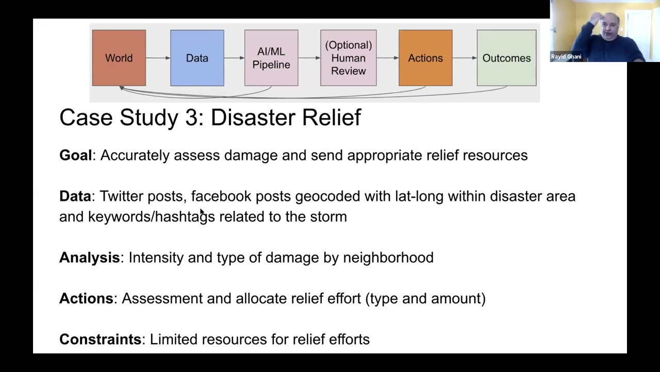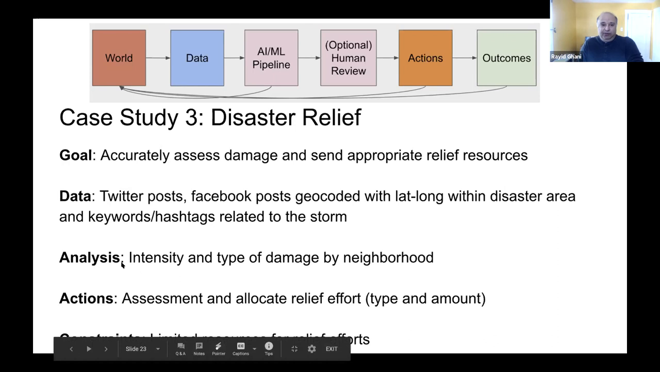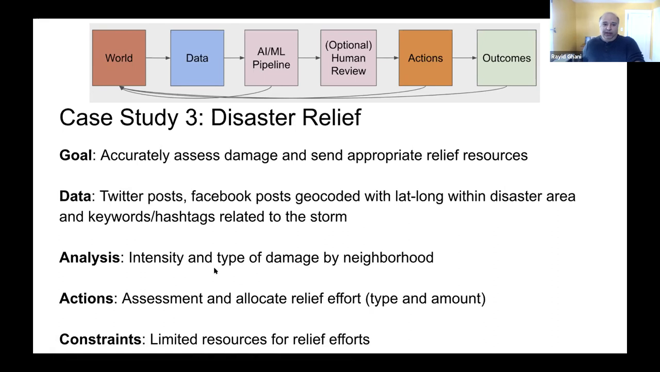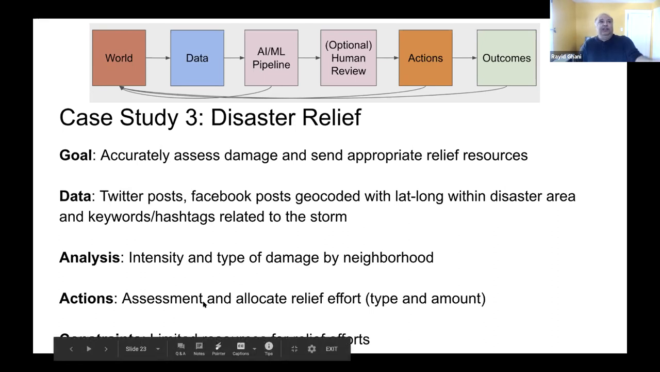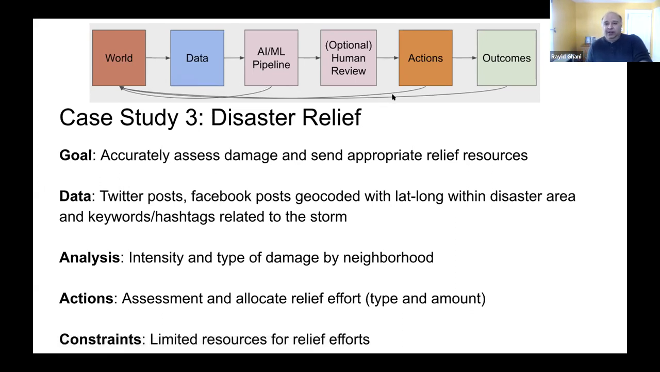But it's important to think about both. One is that in this case there is sample bias, right? Everybody's not represented. But then also that means their geographies are skewed, their issues are skewed. That means your analysis will be wrong because you miss a lot of the damage that happened in different neighborhoods, and then your actions will be wrong because you'll allocate resources incorrectly. So that's the point here, is that we want to start with thinking about the world, the data, our pipeline, our actions, and then figure out what to do to fix it.